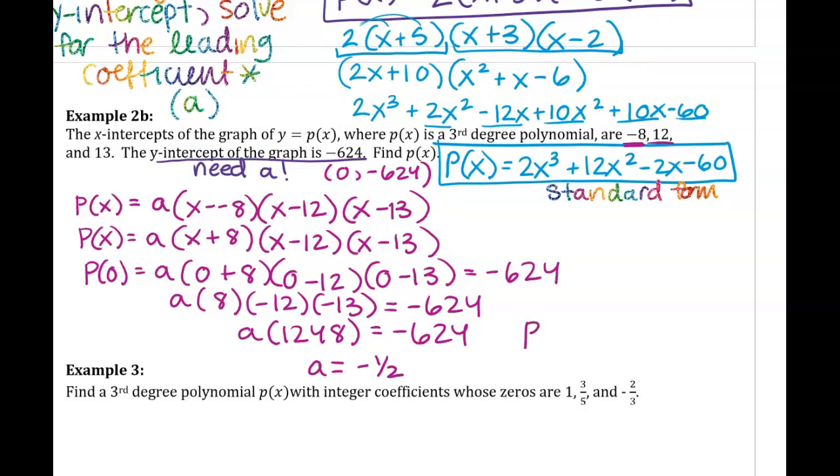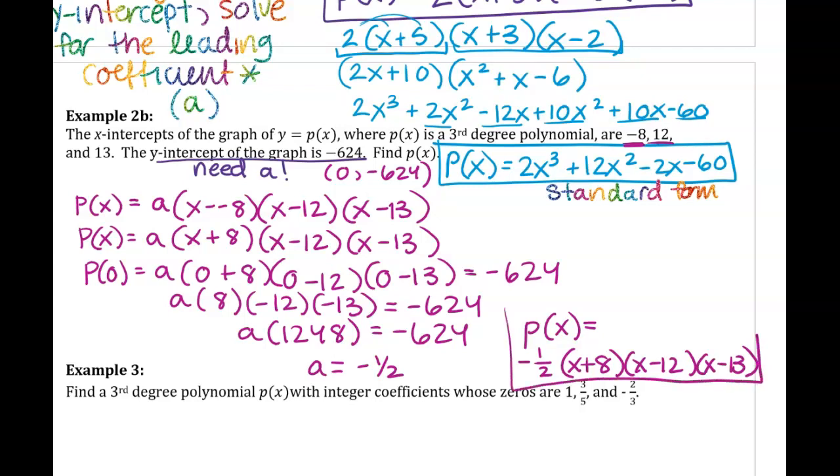So then our function is p of x equals negative 1/2 times, back up here to what we had, x plus 8, x minus 12, x minus 13. And that's it. So we have it in factored form. We're not asked to write standard form, so we're going to leave it, but we could multiply through and find it if we wanted to.